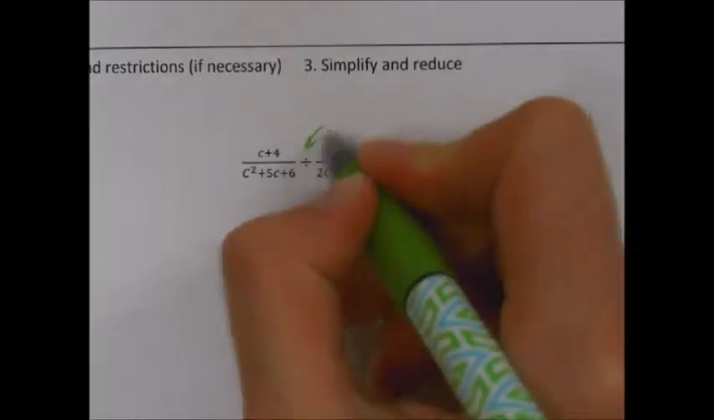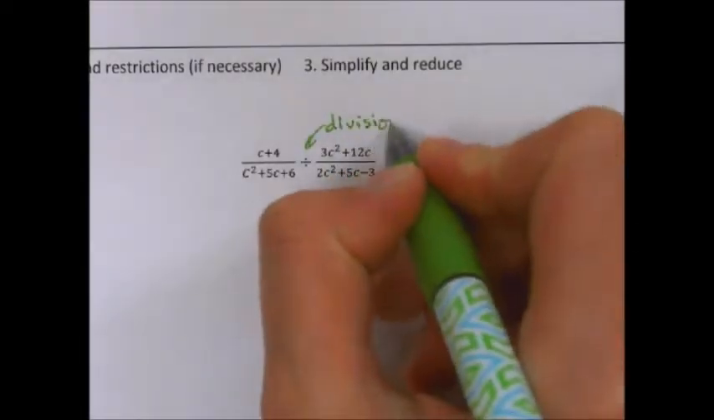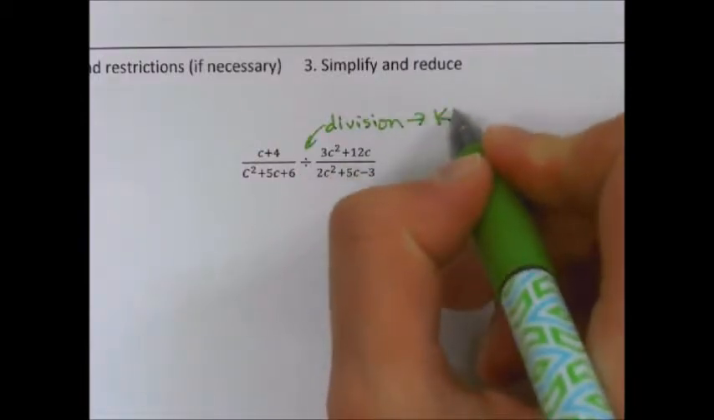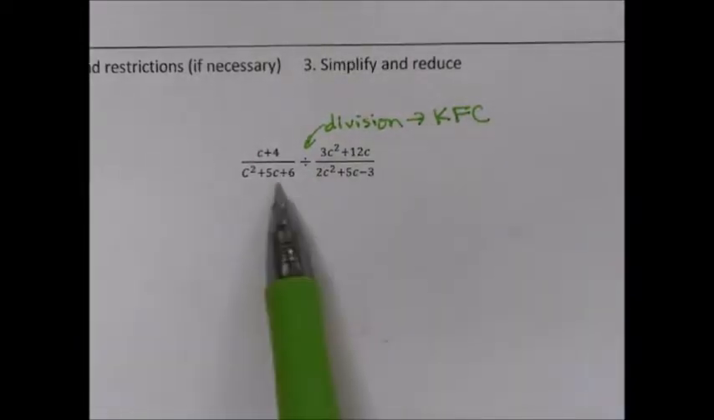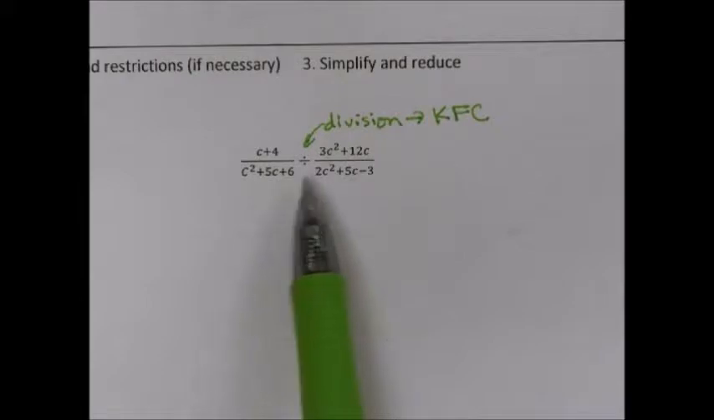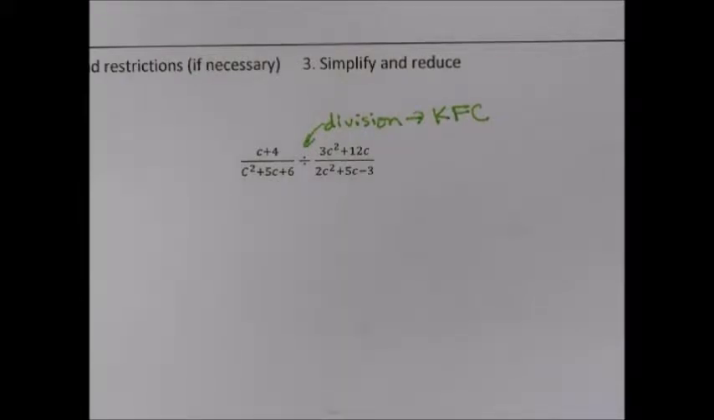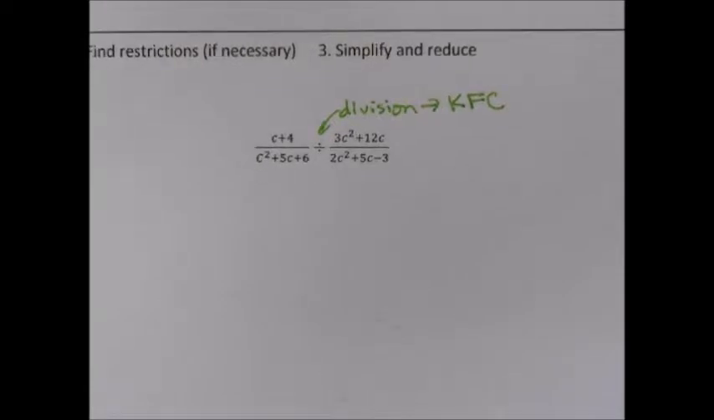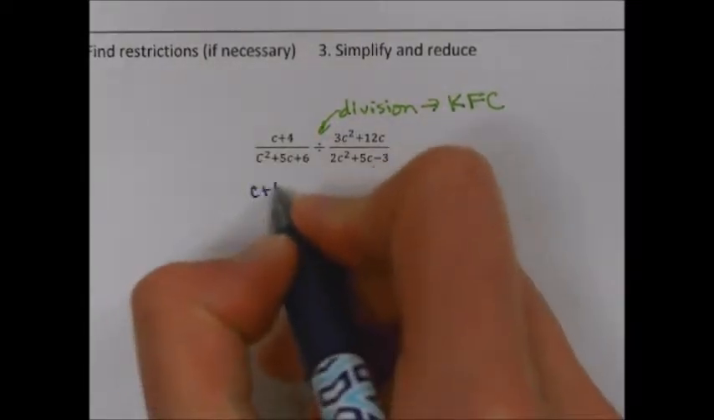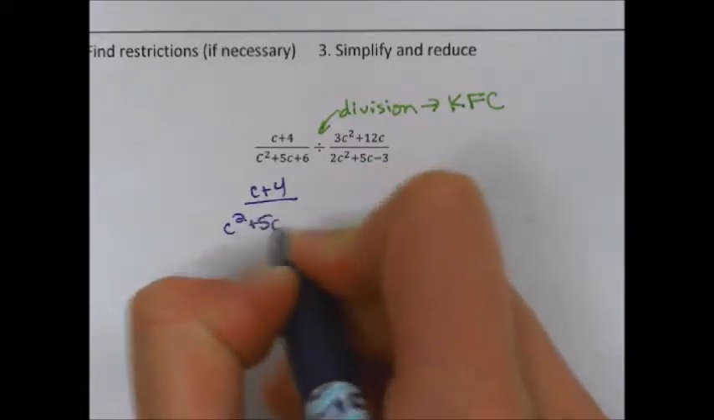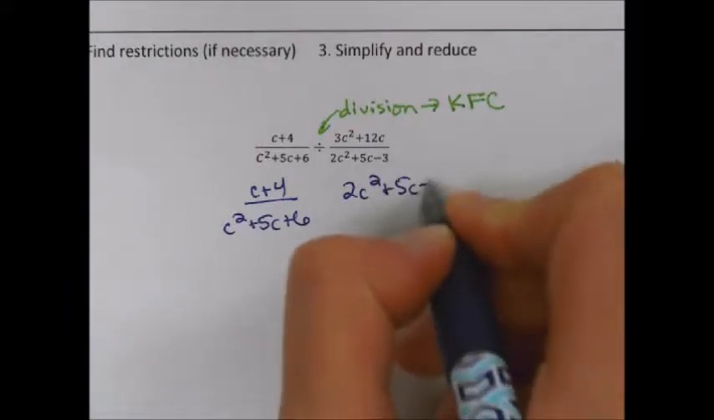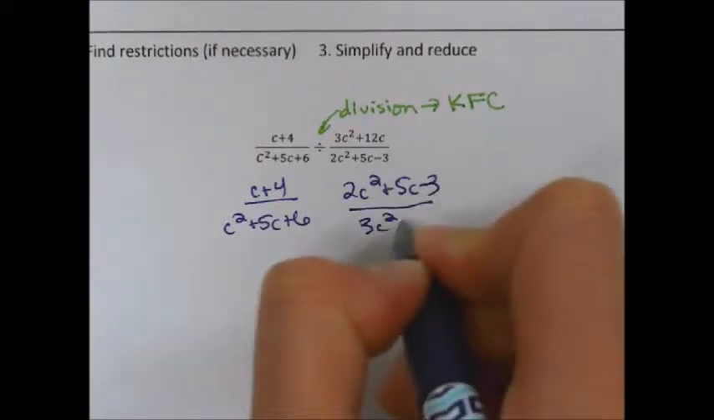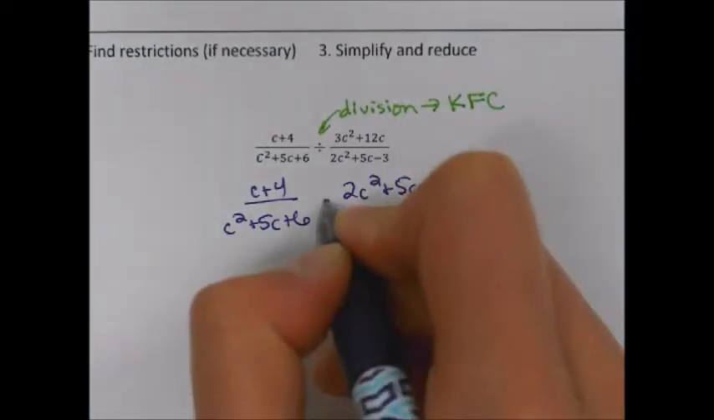Here, I notice that this is division. And when we're dividing, we need to remember keep, flip, change. So go ahead and go through those steps. Keep the first, flip the second, change to multiplication. When you do that, you should get c plus 4 over c squared plus 5c plus 6. We're going to flip the second. And then we're changing to multiplication.